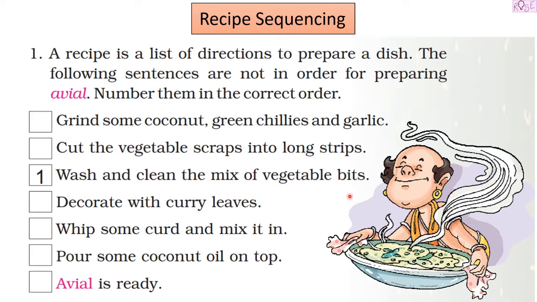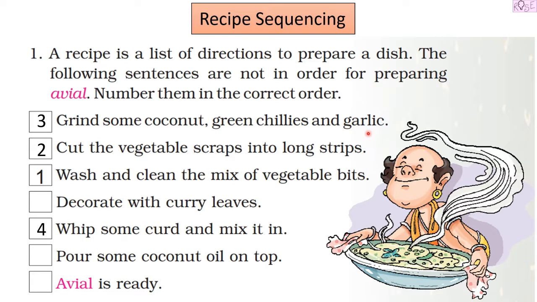So the first step, as we already know, is wash and clean the mix of vegetable bits. Next step would be, yes, you are correct: cut the vegetable scraps into long strips. After washing and cleaning the mix of vegetable bits, we have to cut them into long strips. Next, what do we have to do? Next, we have to grind some coconut, green chilies and garlic. So after cutting the vegetable scraps, we grind some coconut, green chilies and garlic.